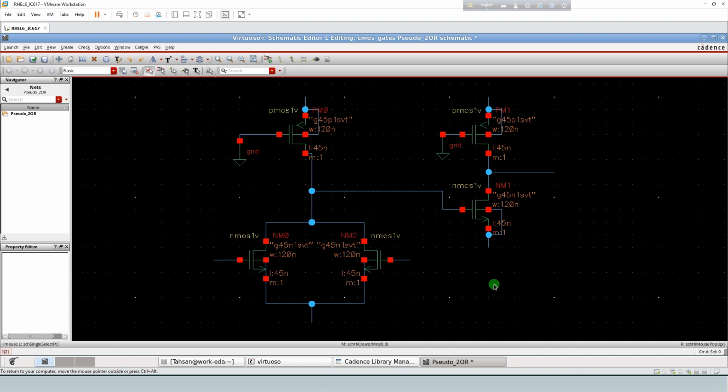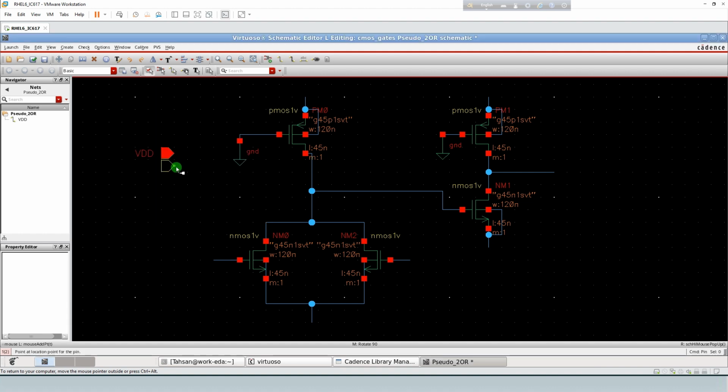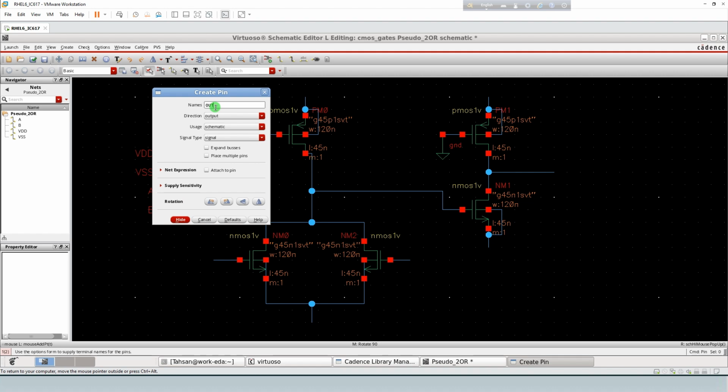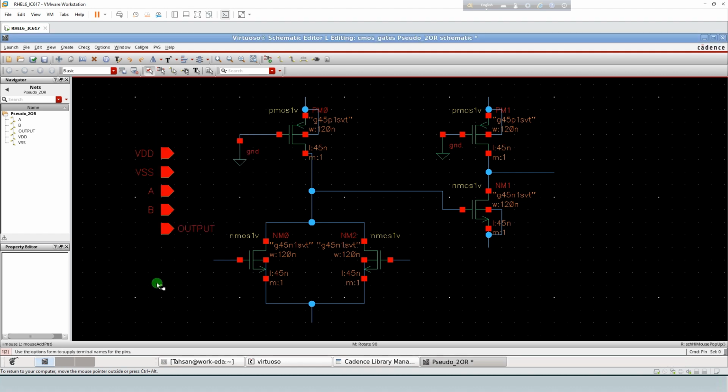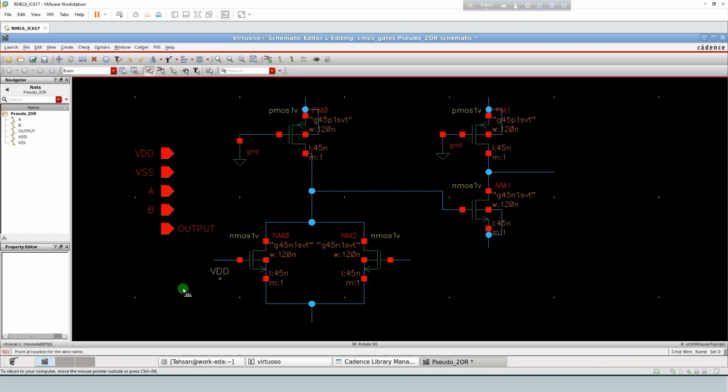Create input and output pins. Now create a label with the same name as the pin name. Place all pins correctly.